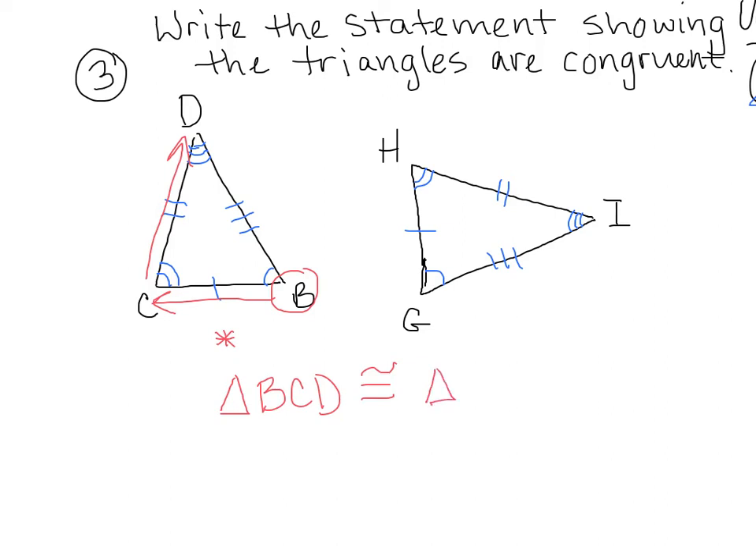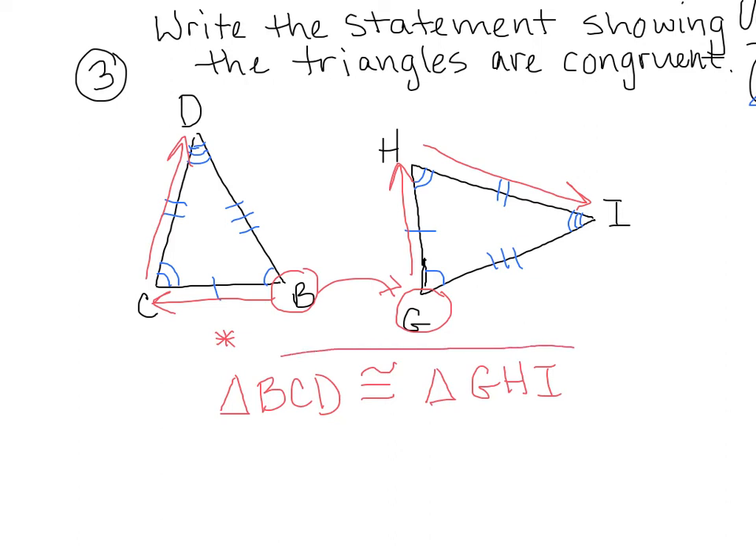So here it's not always about being alphabetical order. It might be here for this one. I'm going to start here at G, right? That's the matching angle for B, single marked angle. And then again, same pattern, double marked angle, triple marked angle. So G, H, I. And that is the congruence statement for the two triangles that I'm looking for. I'm going to give you another example and I'd like you to try that.